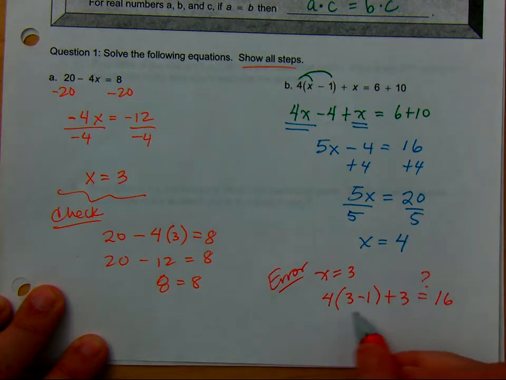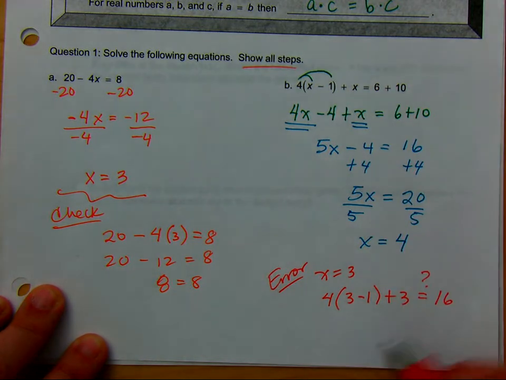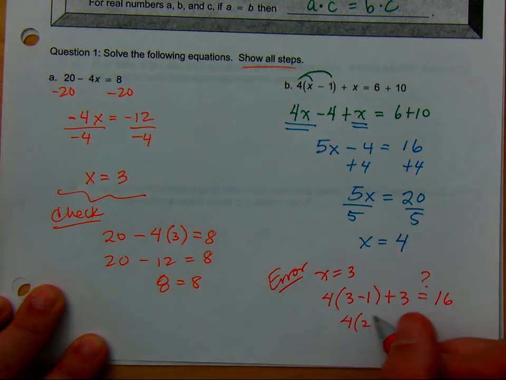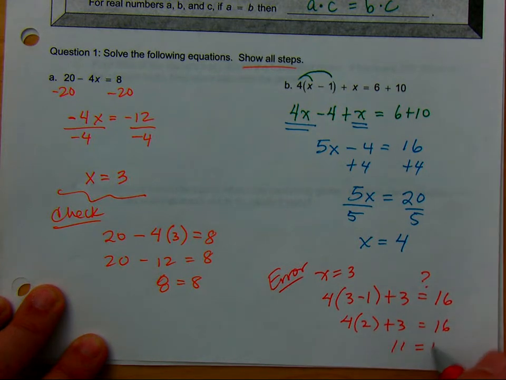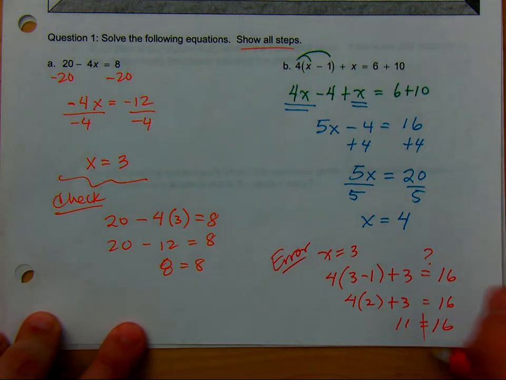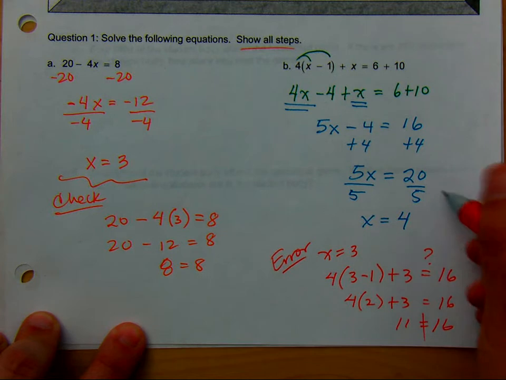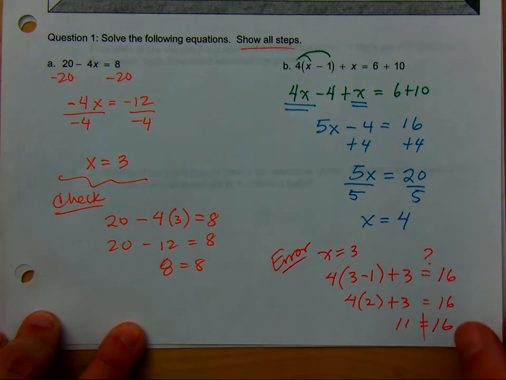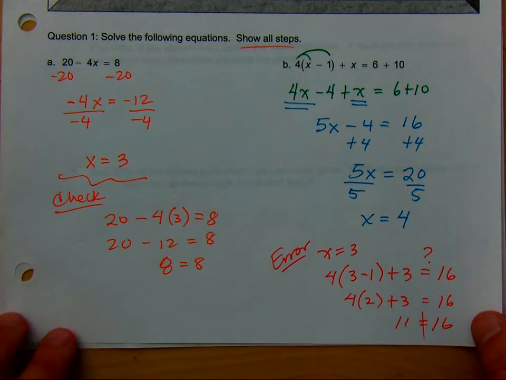So here I would go order of operations. I'm just plugging the 3 in where I see an x, and I would have 4 times 2 plus 3 equals 16. 8 plus 3 is 11 equals 16. And this will happen sometimes. Students will often make mistakes, and I do too. That's part of the reason why we check, because if we plug it in and it's wrong and 11 doesn't equal 16, then we know we can go back and look for mistakes. Okay, so I just want to show you an example of what that would look like.